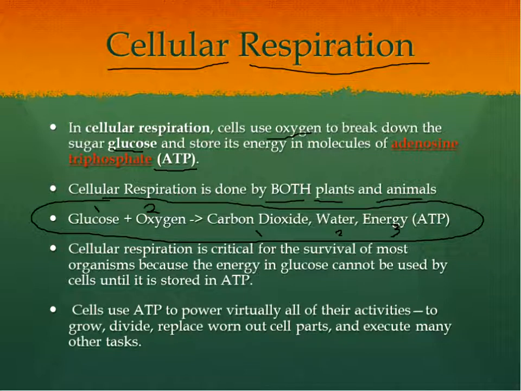It's critical for the survival of most organisms because the energy in glucose cannot be used until the cells store it as ATP. So when you eat something with sugar in it, you don't have immediate energy. Your body needs to break it down to create ATP energy. So that's why it's important. If we didn't have cellular respiration, we wouldn't be able to live. And cells use ATP energy to power virtually all of the activities, to grow, divide, replace worn out cell parts, execute many other tasks.